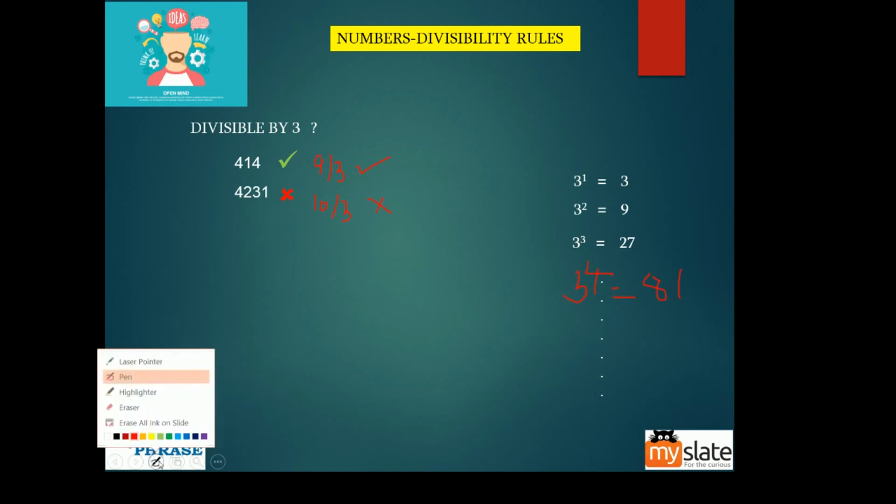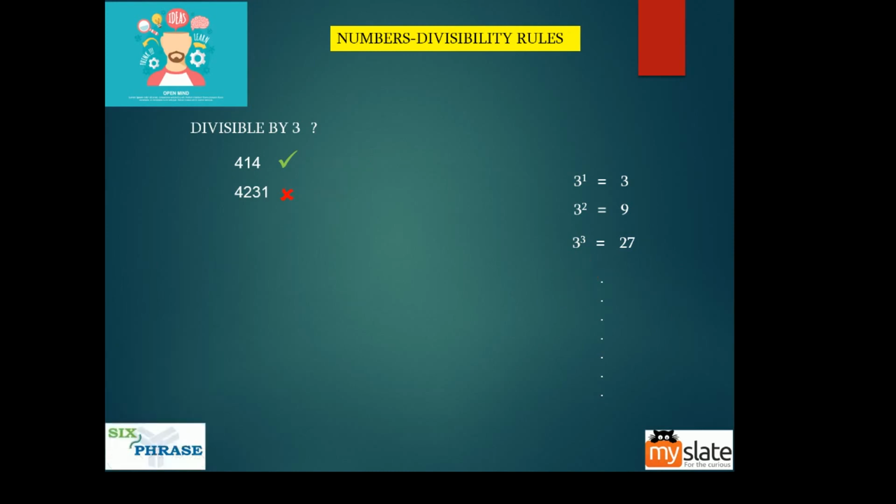Now how does this relate to 9? Now how do we do this for 9? Let's see how we do it for 9. In 9 you will have to do the same thing. It is very simple. What you do is add all the digits. 4 plus 1 plus 4 is 9. Divided by 9, what do you get? You get 1. So the division is possible. So this whole number is divisible by 9.